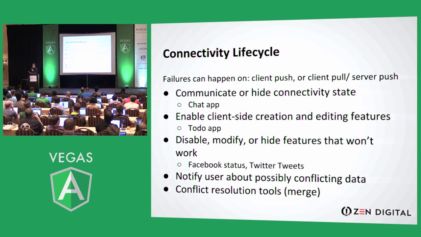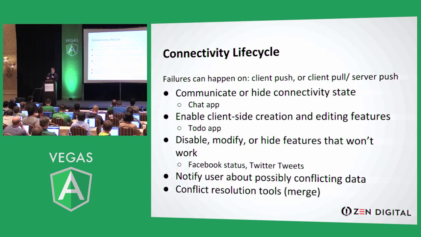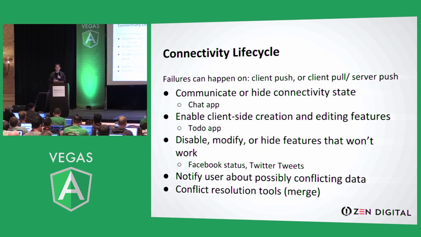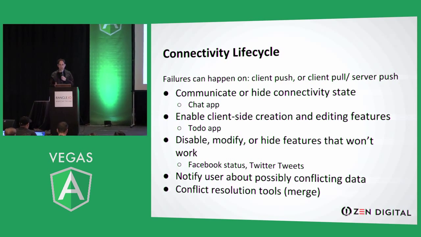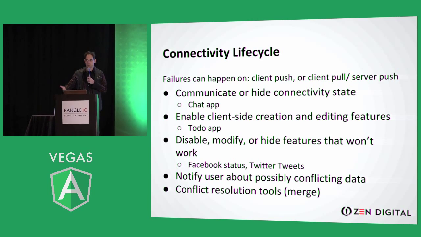And there's a connectivity lifecycle that takes place. Failures can happen when the client pushes the data, or the client pulls the data from the server, or the server pushes it back down to the client. So what would you do? You need to communicate to the user that something has changed, or you need to hide the connectivity state in some way. So for instance, a chat app will tell you in some way, hey, you're offline, your chat's not going to go through at this point in time.